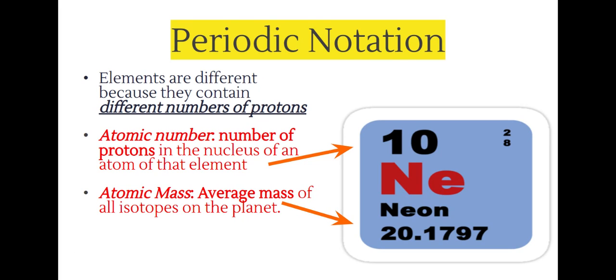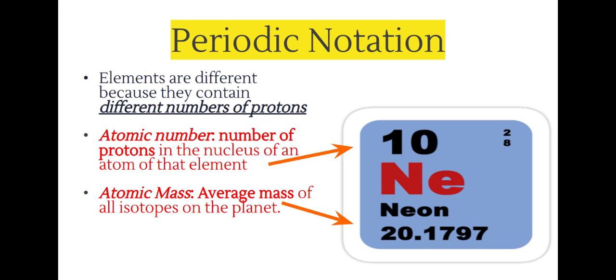So, how do I know that an element is an element? If I'm a scientist and I'm in the lab, how do I know that the atom that I'm looking at is actually an atom of neon and not, say, carbon or oxygen or fluorine?